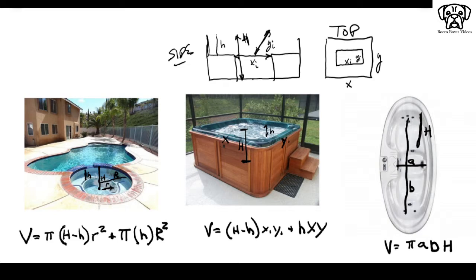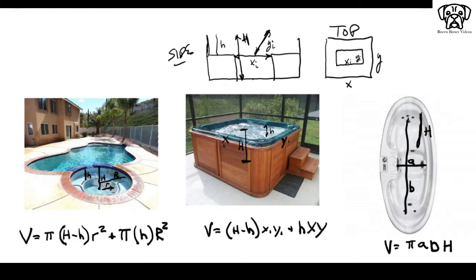Okay, so let's look at the volume calculations for the 3 different kinds of hot tubs. We have a round hot tub, a square hot tub, and an oval hot tub. So on the round one, you'll have a few different measurements. The height of the water to the lowest point, we're going to call capital H. The height from the seat to the surface, we're going to call little h.